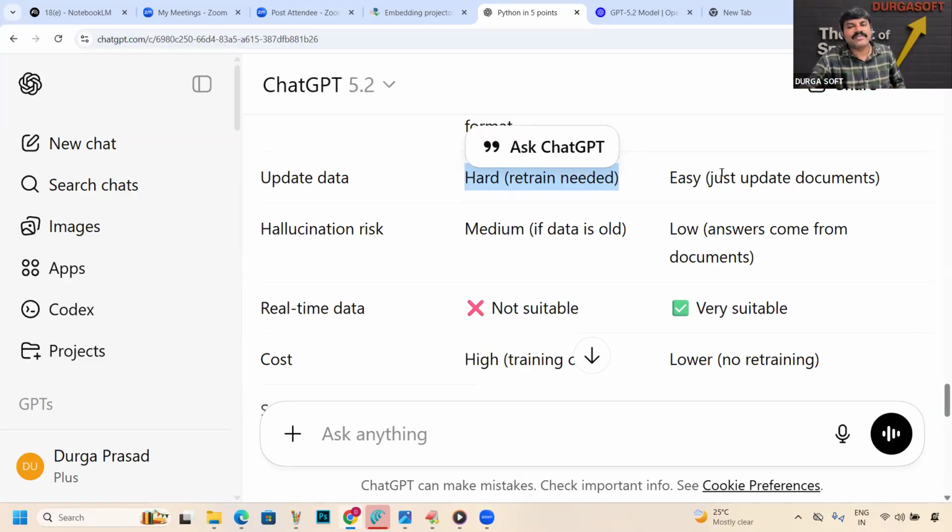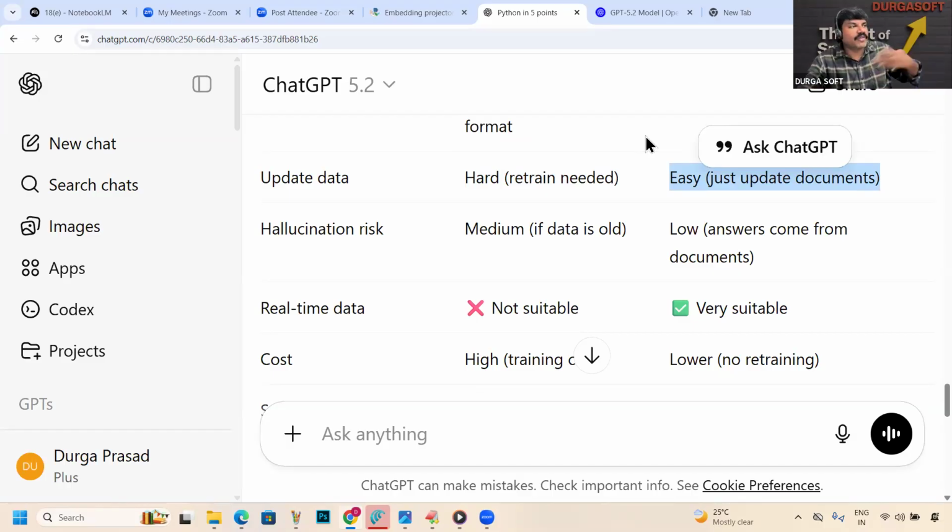But in this case, what will happen? No need to touch the model. Update the document database. Just update the documents. Suppose the next quarter came, my financials changed or my fees changed. Then immediately update the document. From now onwards, these updated documents are available. Remember this.